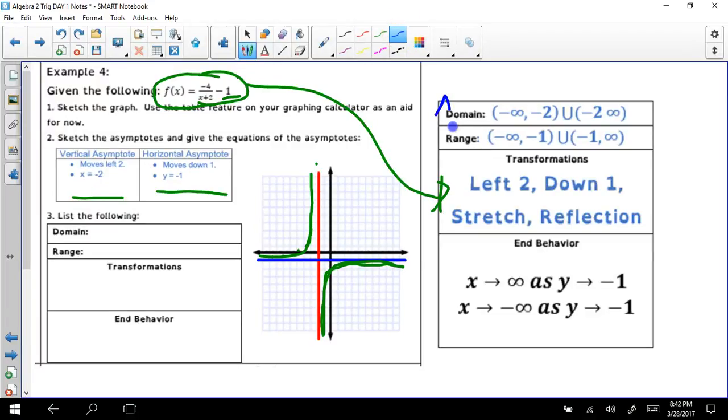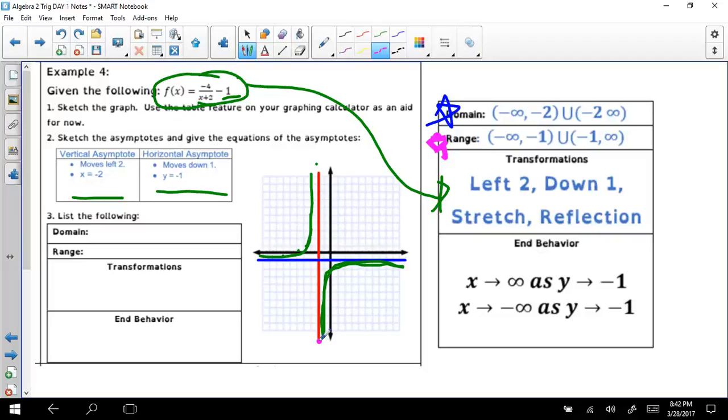If we take a look at the domain, remember you're looking from left to right. You come from negative infinity, stop at that vertical asymptote, start back up at that vertical asymptote, go to positive infinity, and then you just have the union sign as they're working together. Then the range, you got your range right here. Look at it from the bottom up. From the bottom we go negative infinity, stop at the horizontal asymptote, -1, and then start back up at -1 to positive infinity to go above. That's the range.